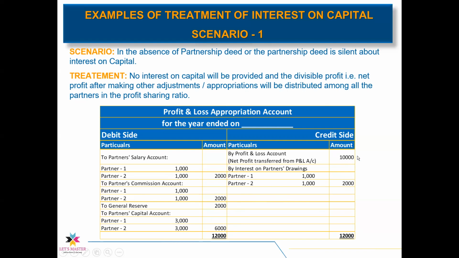That is, in net profit, we have added all the amounts that were due to the firm from the partners, and we have deducted all the amounts that were supposed to be taken out from the profit before actually distributing the profit among the partners.